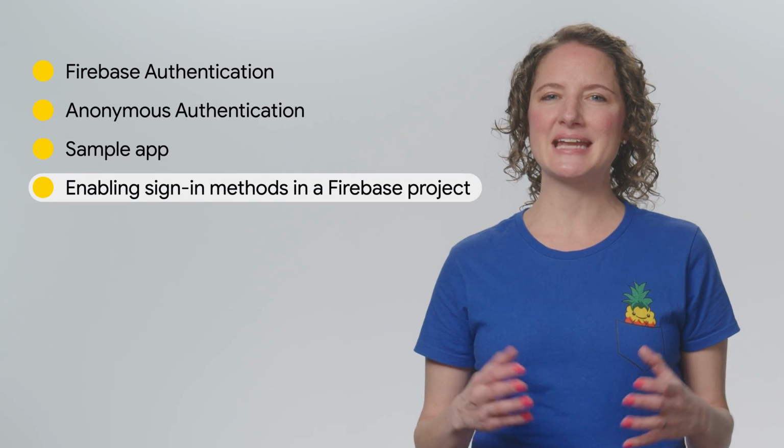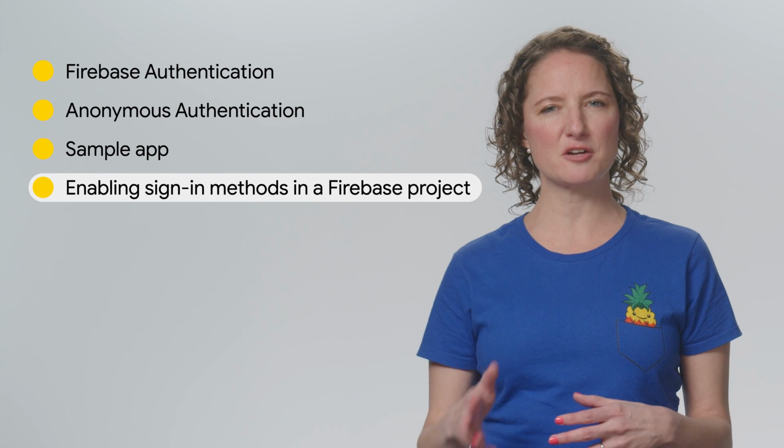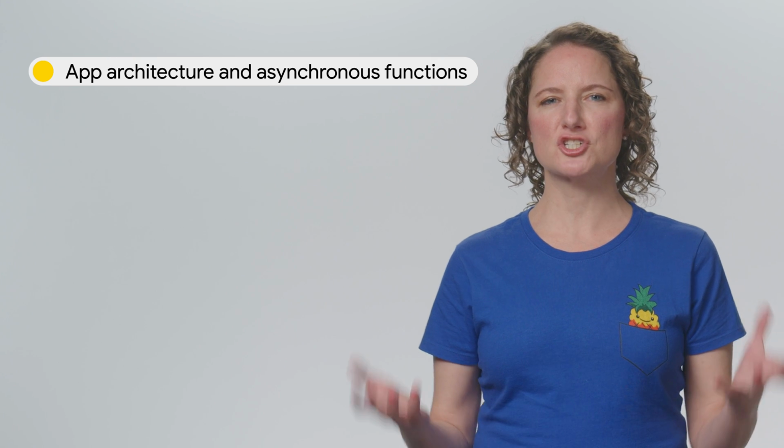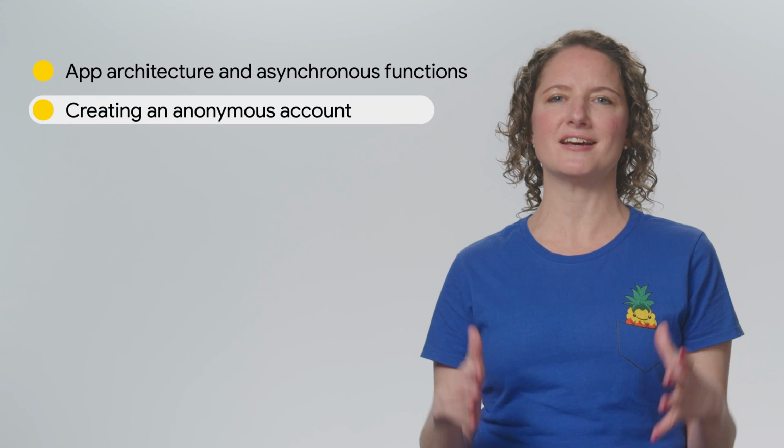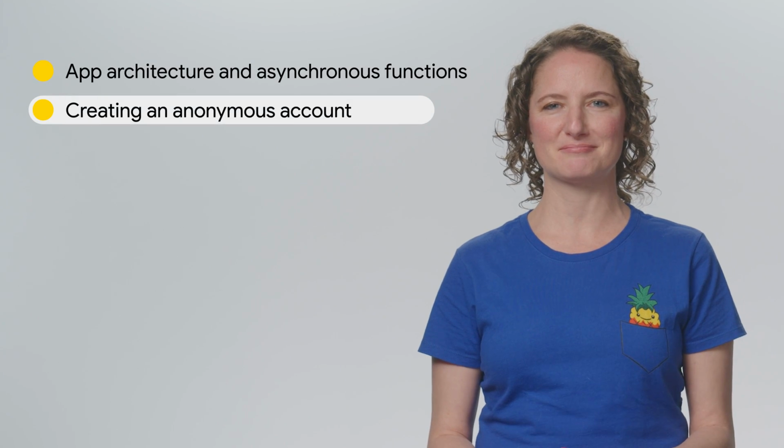So we have a lot of useful topics to cover today. First, I'll give you a quick overview of Firebase Authentication and its anonymous authentication method. I'll also demo the sample app built for this video. Next, I'll show you how to enable anonymous authentication in the Firebase console. Then I'll quickly touch on a couple important concepts like asynchronous functions before jumping into the code to show you how to create anonymous accounts in an Android app.